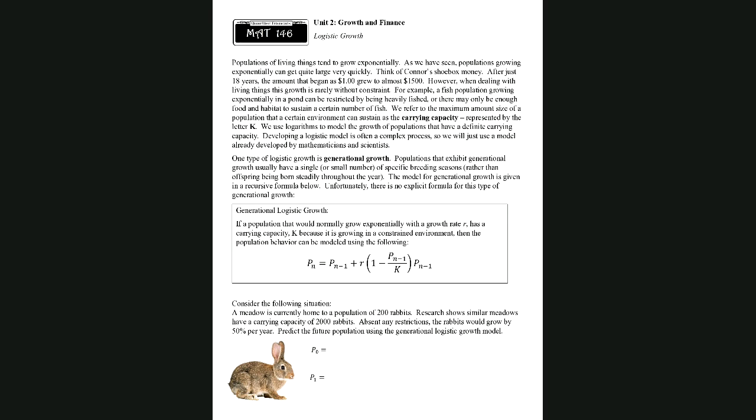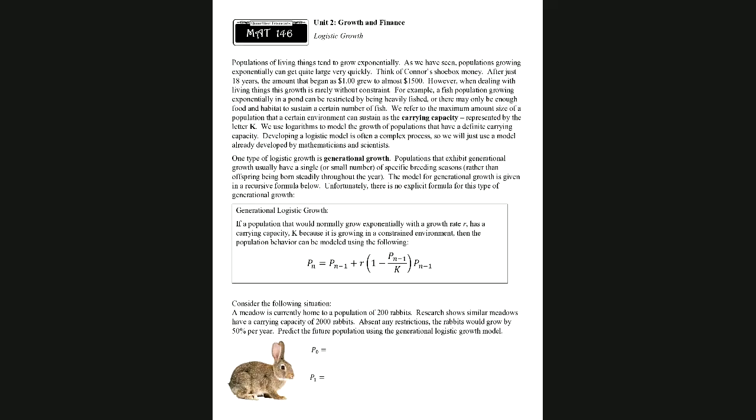As we have seen, populations growing exponentially can get quite large very quickly. Think of Connor's shoebox money. After just 18 years, the amount that began as $1 grew to almost $1,500. When you start out as small as $1 and grow to $1,500 in just 18 years, that's pretty quick, and that is quite large as well.